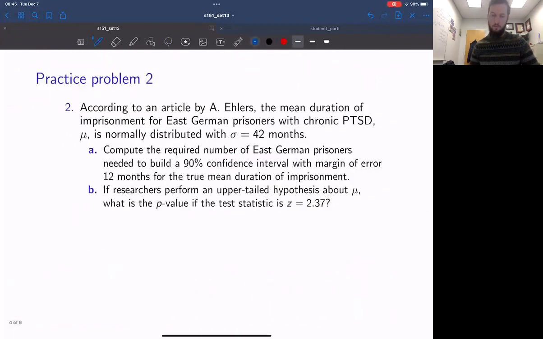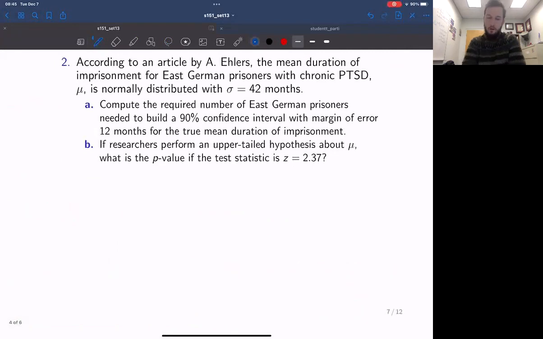Okay, question or problem 2. According to an article by A. Ehlers, the mean duration of imprisonment for East German prisoners with chronic PTSD, which we're going to call mu, is normally distributed with sigma equals 42 months. Compute the required number of East German prisoners needed to build a 90% confidence interval with margin of error 12 months for the true mean duration of imprisonment.